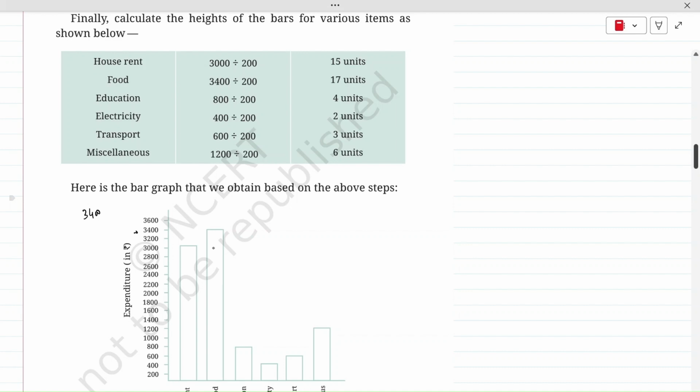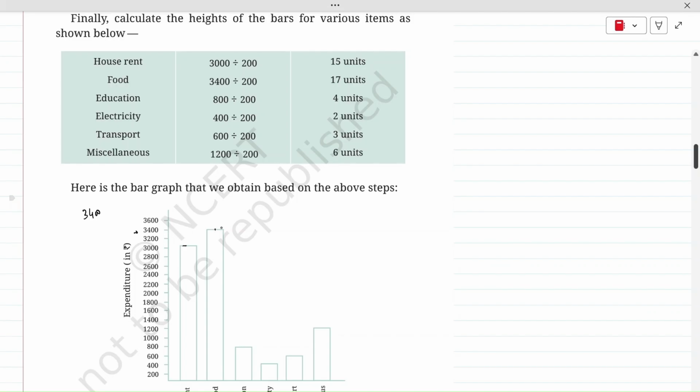Okay. So now let us plot the food items and the expenditure here. First of all, we have house rent. House rent was 3000, so 3000 is here. This is the bar graph for house rent. Next, we have food with 3400. So 3400 is here. They have plotted it here.